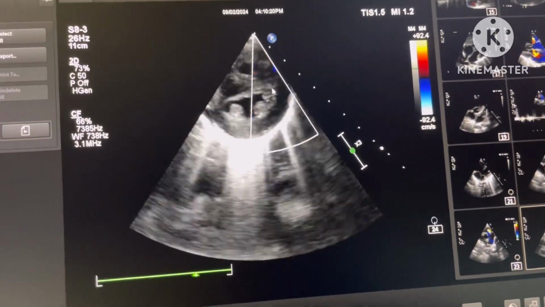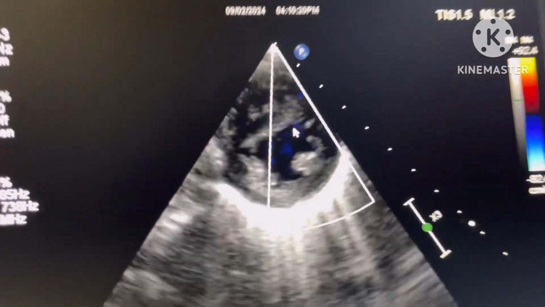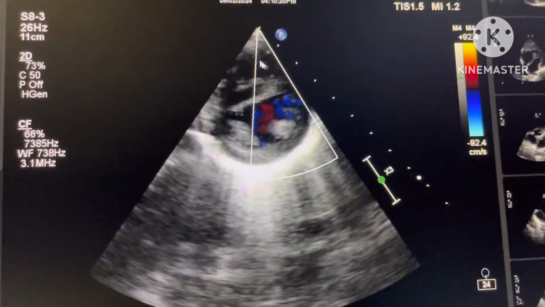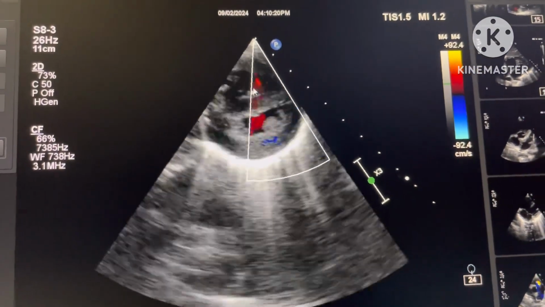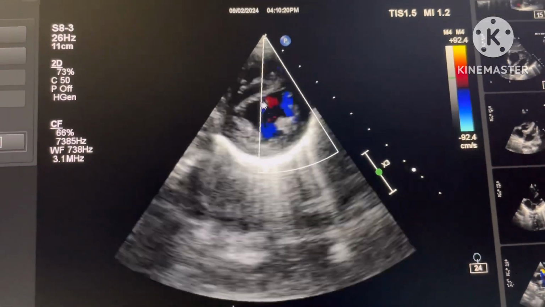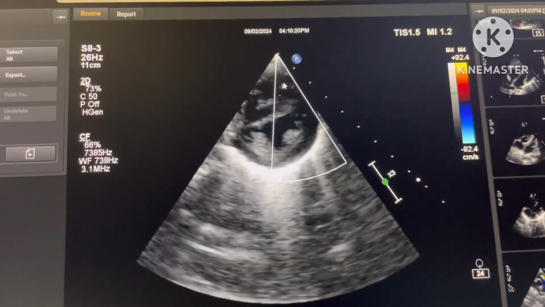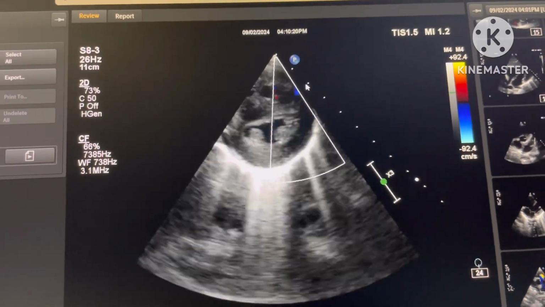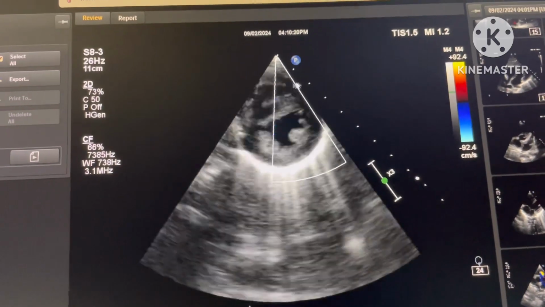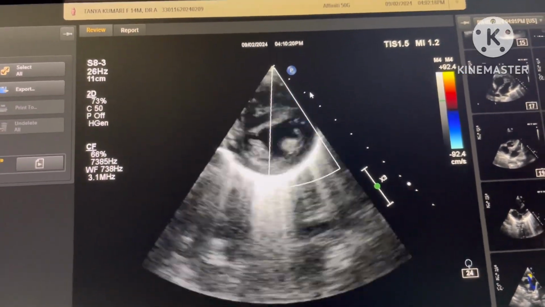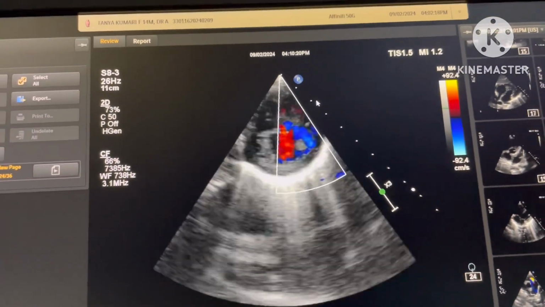You can see this LV is D-shaped, indicating raised pulmonary artery pressure, indicating raised right ventricular systolic pressure. So whenever you find raised right ventricular systolic pressure because of D-shape of left ventricle, that means raised pulmonary artery pressure, because RVSP and pulmonary artery systolic pressure are almost the same if there is no pulmonary valve obstruction.